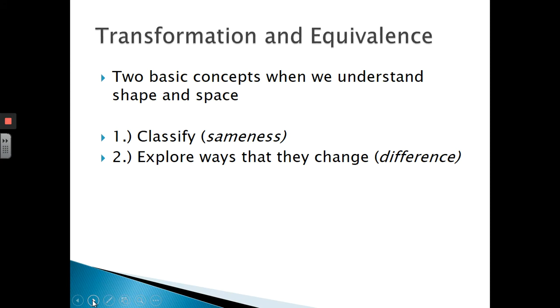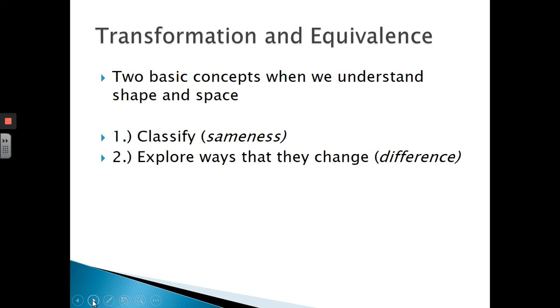So in geometry, there are two basic concepts that children just need to understand in relation to shape and space. Number one is to classify, so understand what's the same about shapes.